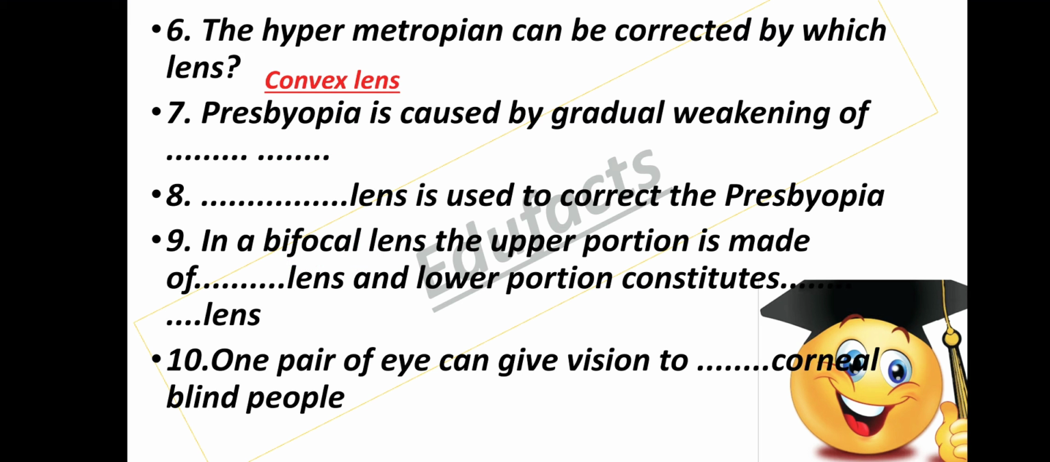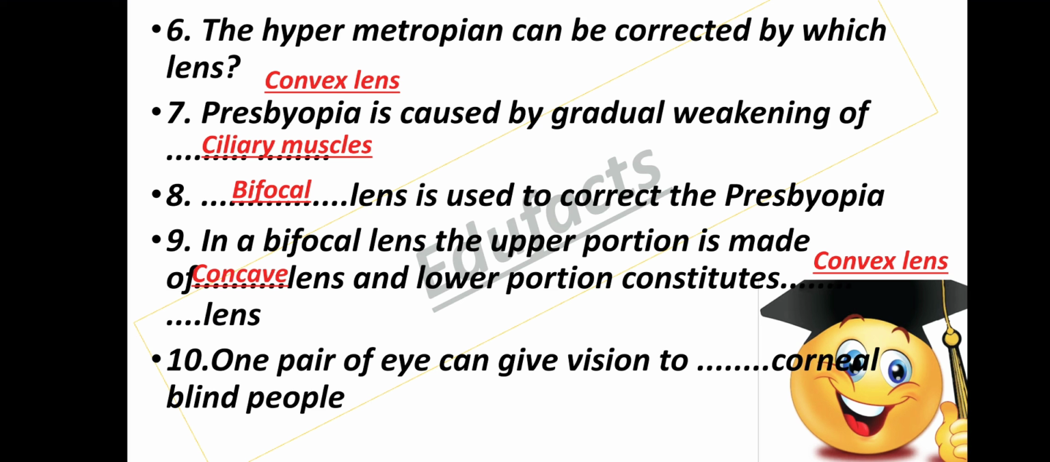Question number 7. Presbyopia is caused by gradual weakening of which type of muscle? That is related to your eye structure, that is ciliary muscle. Presbyopia is caused by gradual weakening of ciliary muscles in old age people. Next question, question number 8. Dash lens is used to correct presbyopia, that is bifocal lens. In a bifocal lens, the upper portion is made up of concave lens and the lower portion constitutes convex lens.